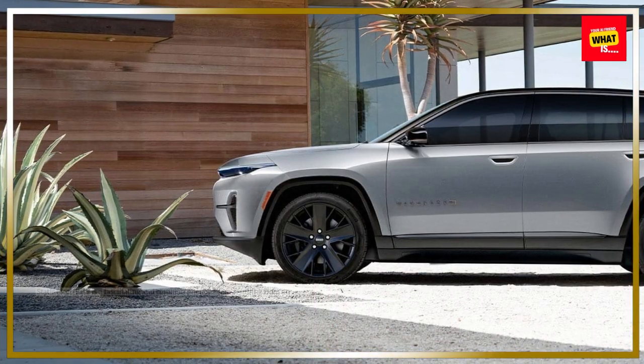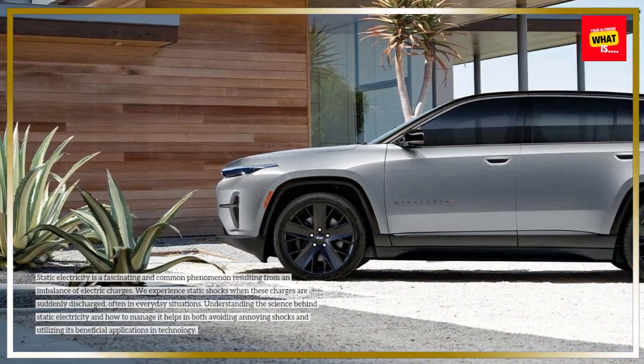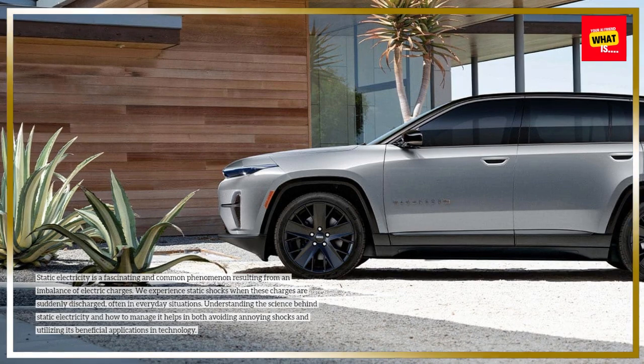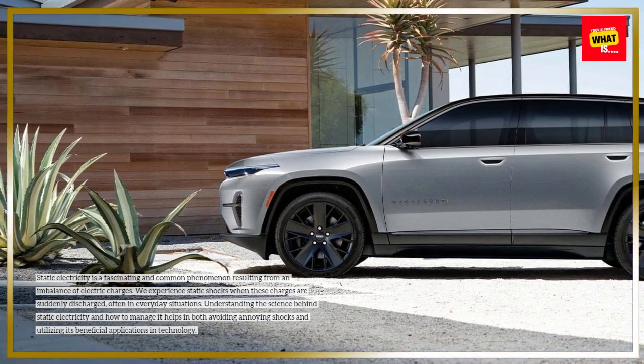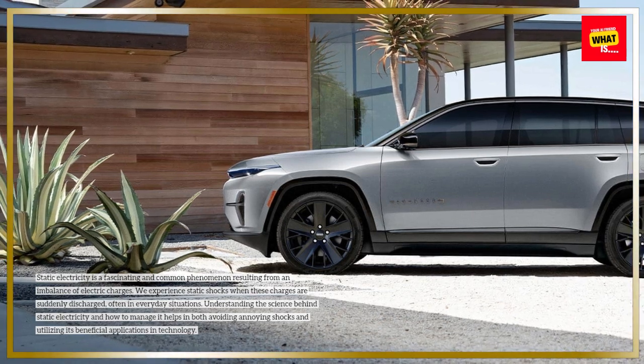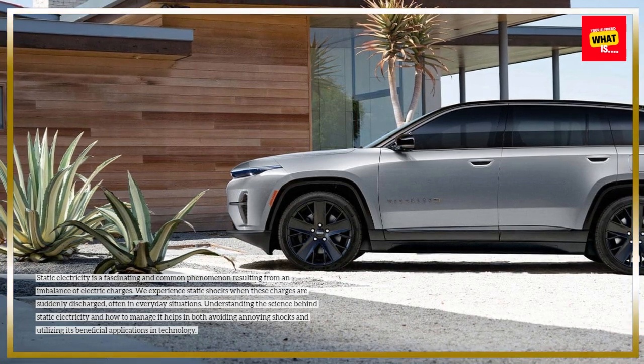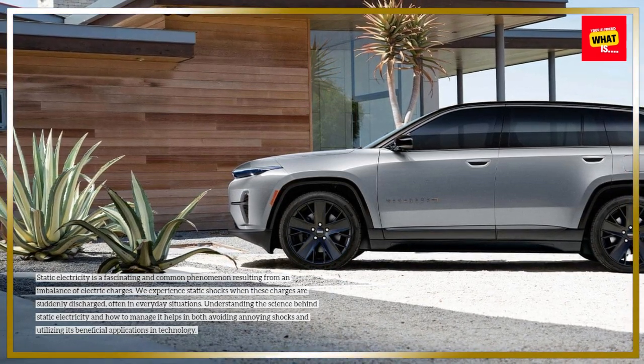Conclusion. Static electricity is a fascinating and common phenomenon resulting from an imbalance of electric charges. We experience static shocks when these charges are suddenly discharged, often in everyday situations. Understanding the science behind static electricity and how to manage it helps in both avoiding annoying shocks and utilizing its beneficial applications in technology.